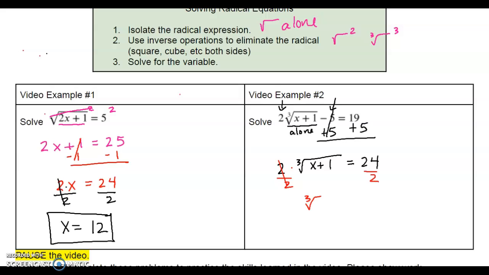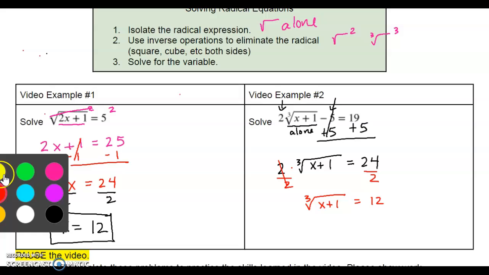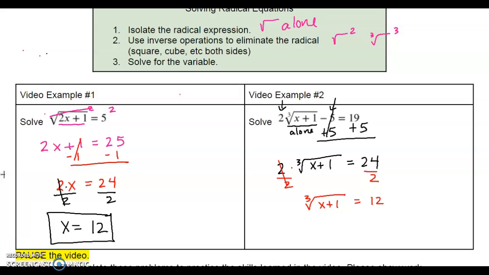So then we're left with the cubed root of x plus 1. 24 divided by 2 is 12. Now, that's all step number 1, getting the variable by itself. So now we can do the inverse. Since we have a cubed root, that means we want to cube both sides. So that's an exponent of 3 on both sides.